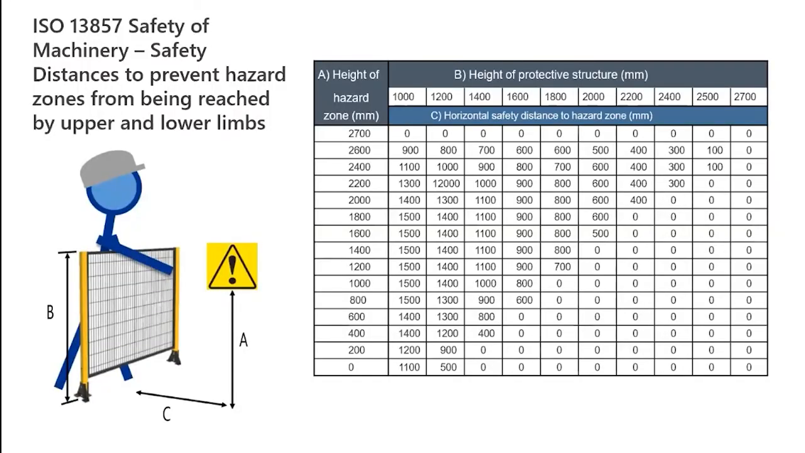For the reach over portion, we have to go to ISO 13857, which provides a table for determining the appropriate height of a guard versus the distance to the hazard and the height of the hazard. There's a company called Proctor Machine Guarding in the UK that has a nice little Excel tool you can download for free on their website that'll help you determine this. You plug in your numbers and it gives you an answer.